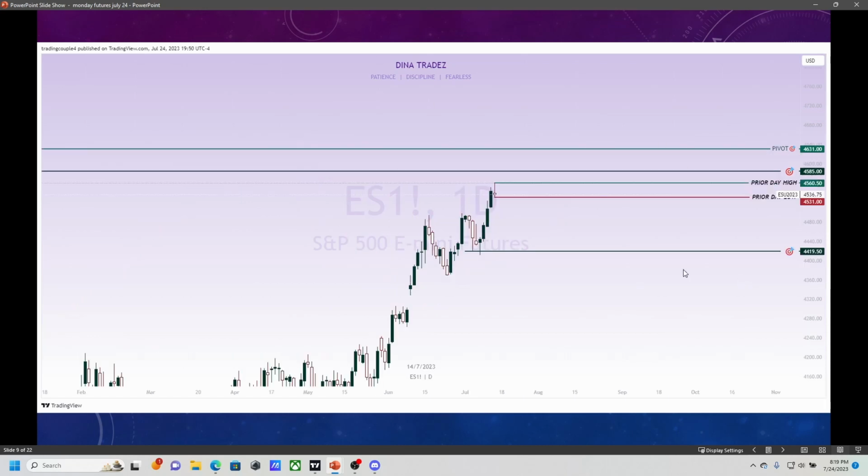Okay, and then now we go to the daily. And then the daily is the one that changes every single day. Every single day, it will, obviously, because we have a new daily candle. So this is Friday's candle. And then we see we took out the upside here. And then you just essentially mark out the prior day high, mark out the prior day low.